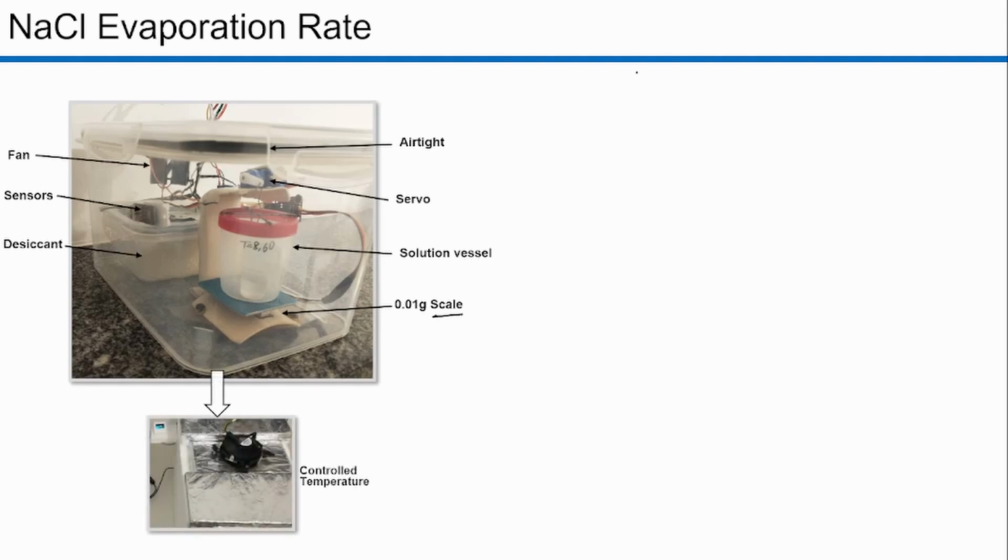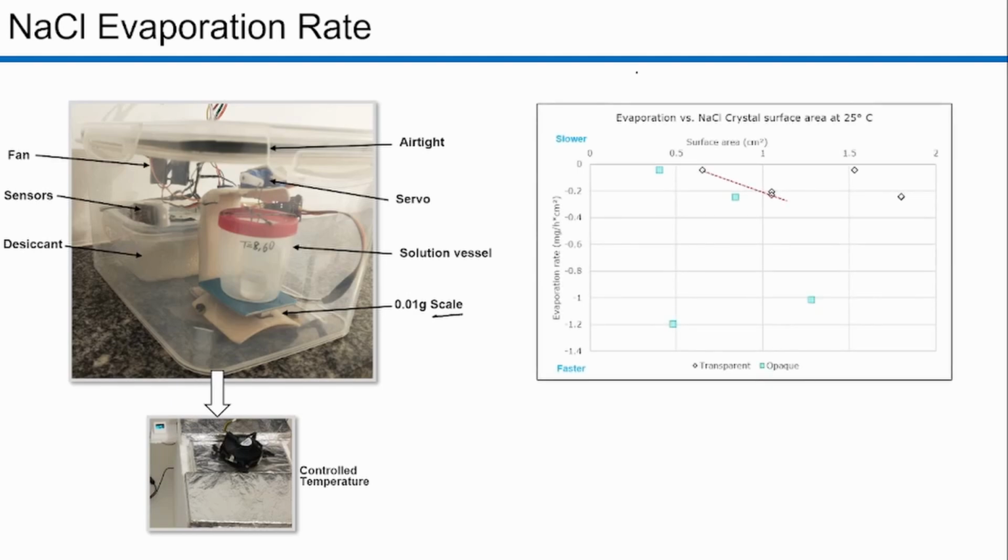Right, this thing went inside a controlled temperature environment, which is the crystal chamber I'll talk about later in the video. And this chart shows the data that I got from multiple conditions, multiple tries, and these ones are the transparent crystals and these ones the opaque crystals.